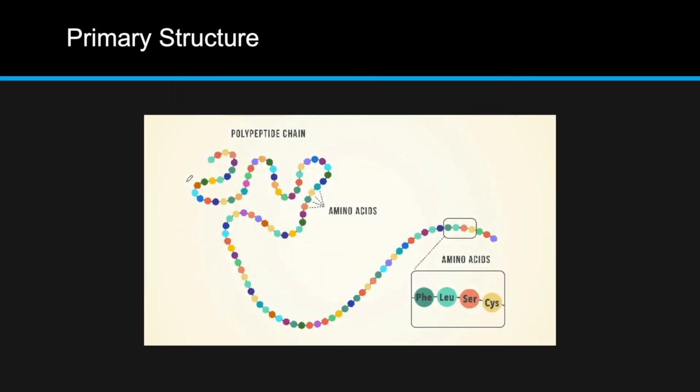Then we start talking about the bigger structure of proteins, because the polypeptide chain alone is not a protein. There are four different layers of structure, and the first one is called the primary structure. Primary structure is basically just the order of the amino acids.